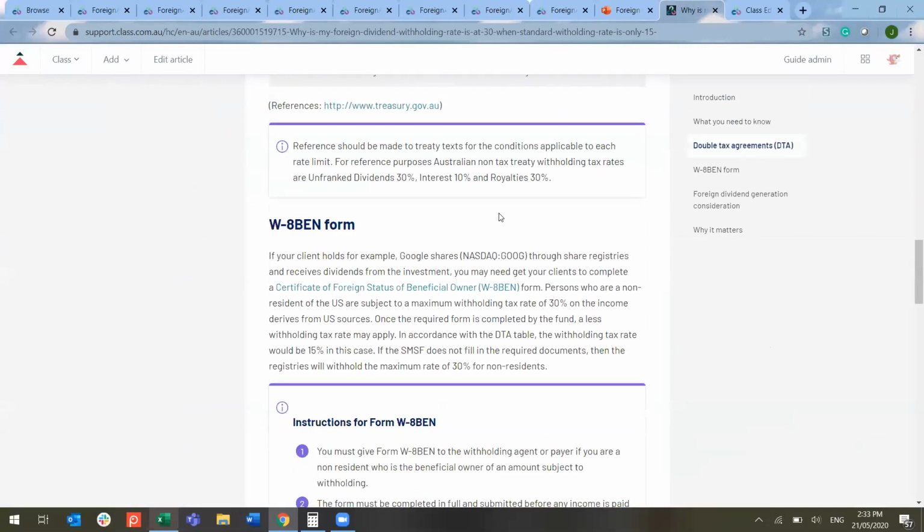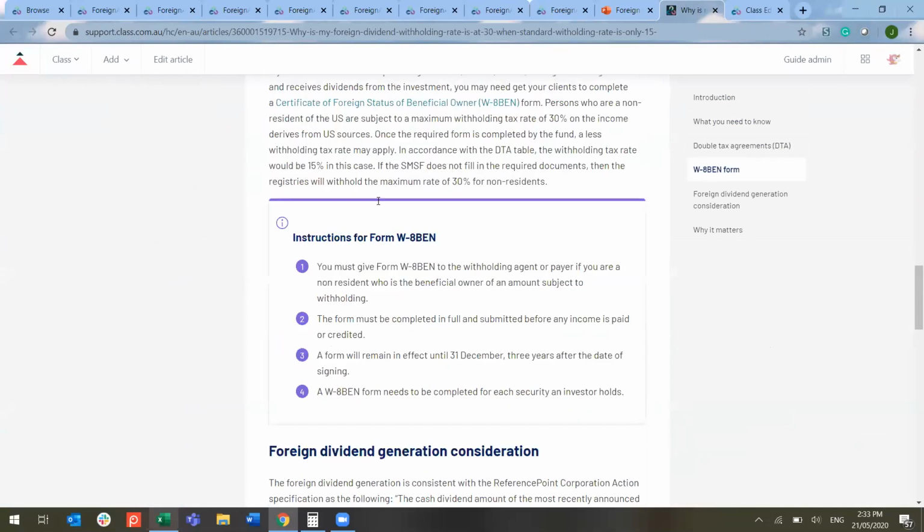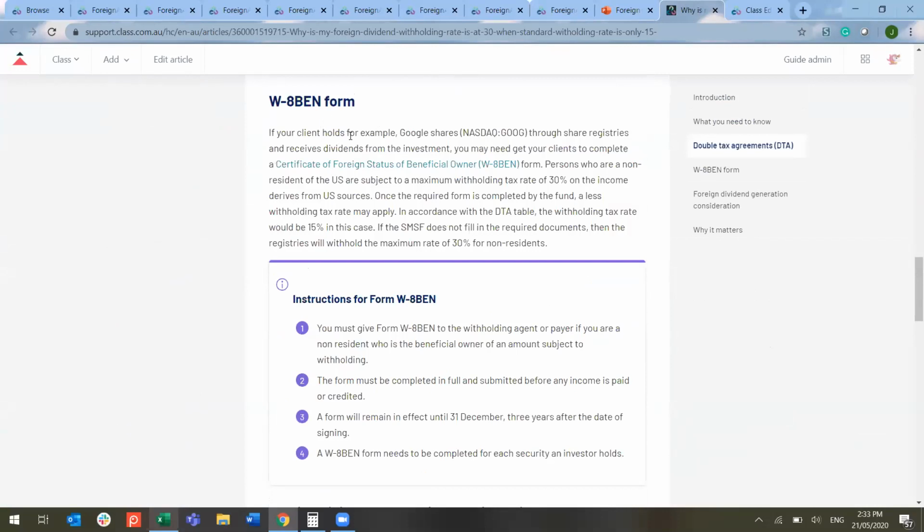This is normally to do with the American markets, where the W8-BEN form hasn't been filled in. If you haven't filled in this form, then the American government will charge a little bit more than usual. By filling in this form, you get the double tax agreement benefits from the American market, so the fund can actually claim the 15% of tax.